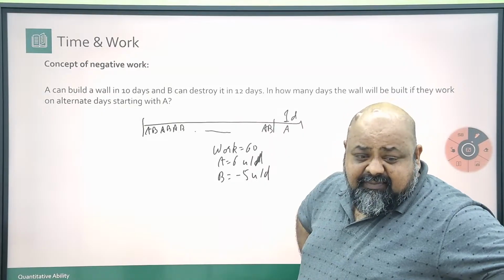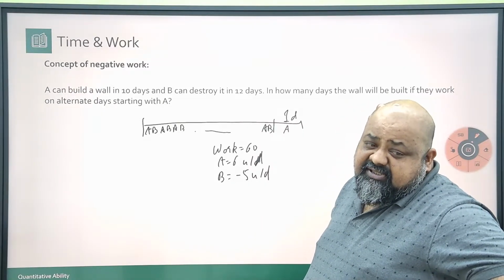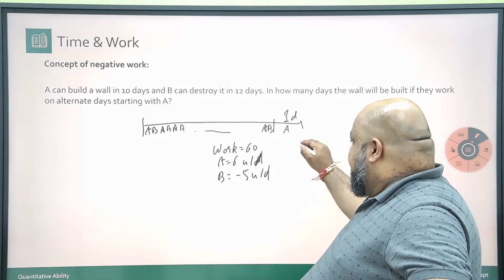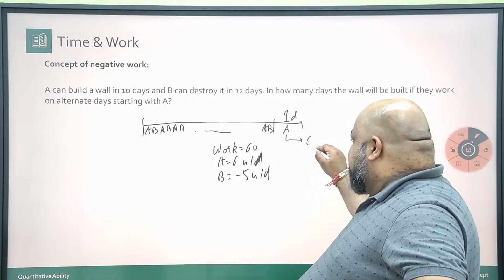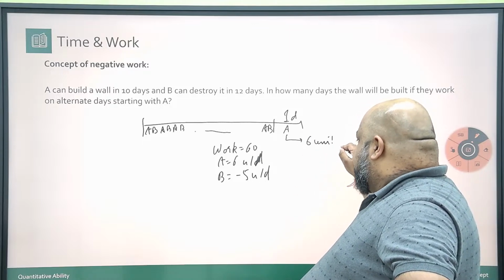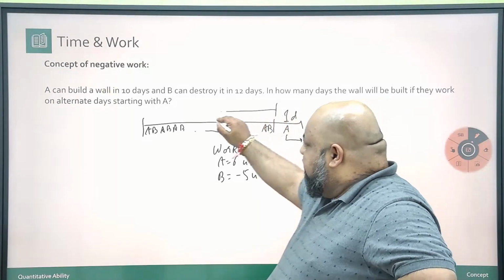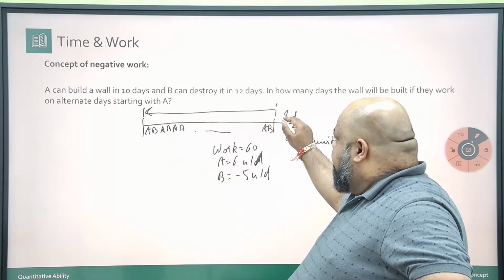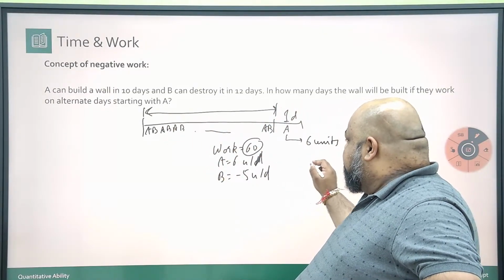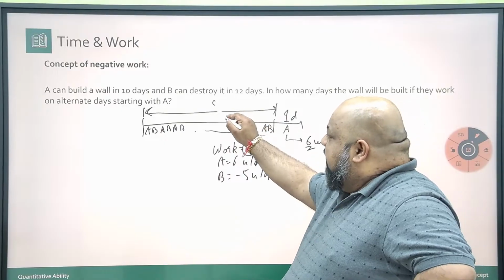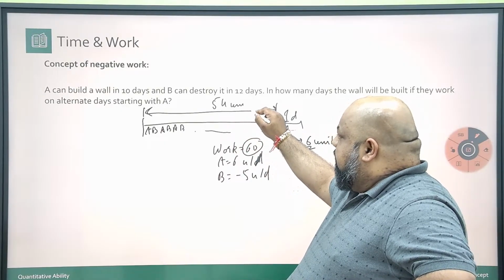On the last day, because A comes to work, what is the amount of work that A will do? यार आखिरी दिन A will do 6 units of work. इसका मतलब इससे पहले कितना काम हो चुका है? टोटल 60 करना था, उसमें से 6 लास्ट डे होगा, तो यहाँ पे 54 यूनिट्स होगा.